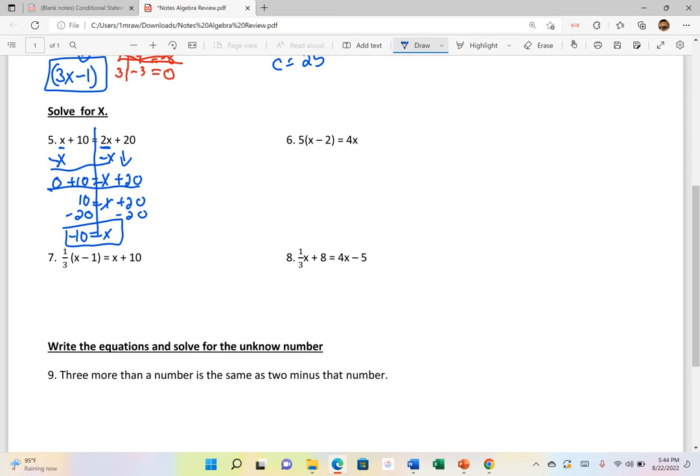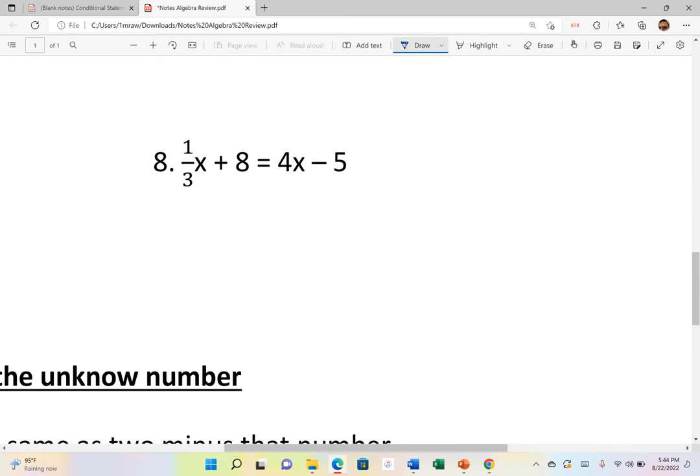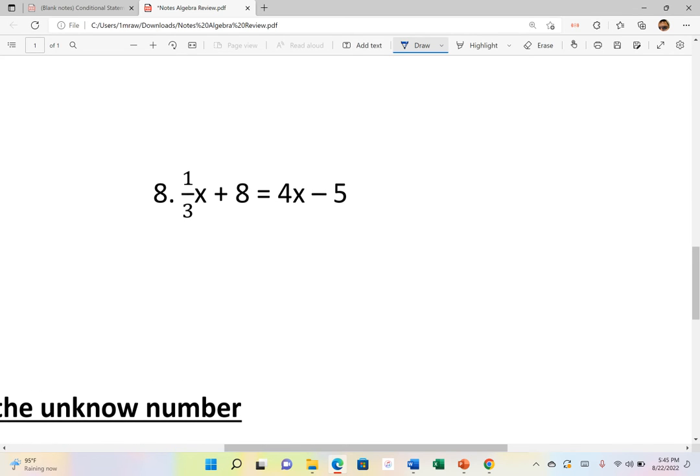So I'm going to show you how to get rid of this one third here. Some of you guys that don't like fractions. Okay. The best thing for me to do is to multiply this whole entire thing by the reciprocal of that one third so that I can get rid of the fraction.